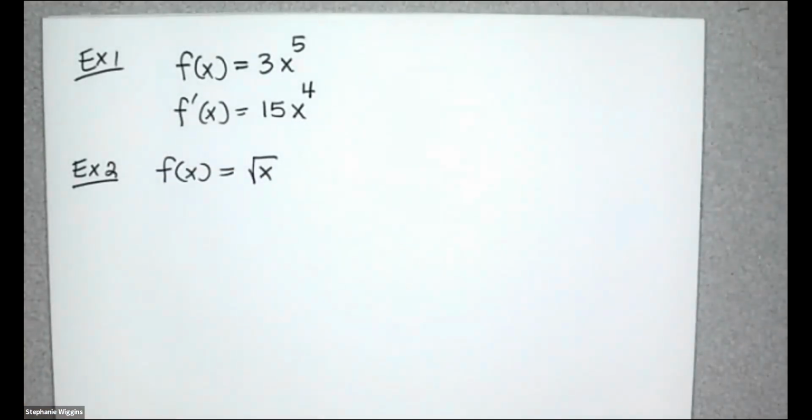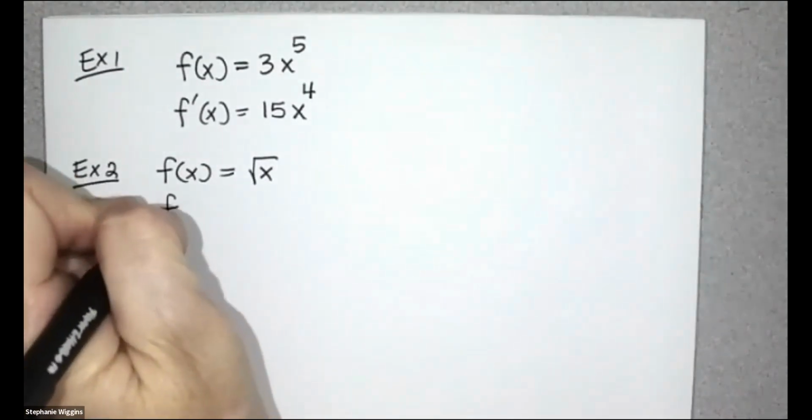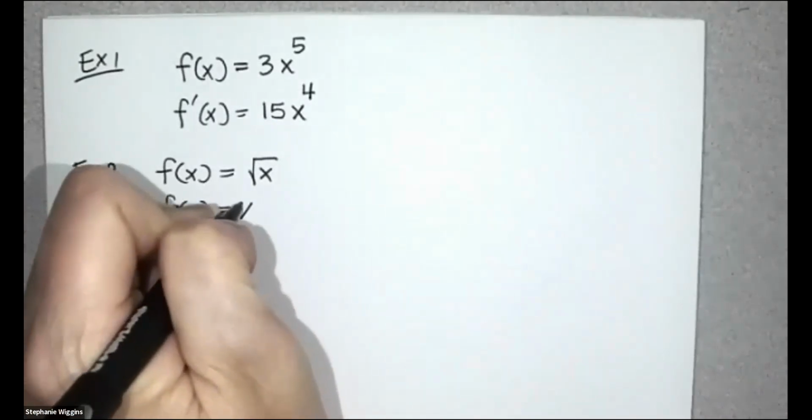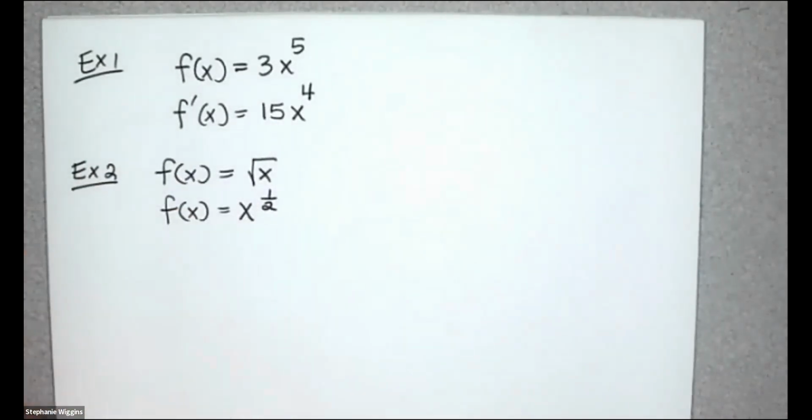We don't have a square root rule, right? So you need to think of the square root as a power. And so you want to rewrite this function, f of x equals the square root of x, as x to the 1/2 power. Now that we have a power, we can go ahead and apply the power rule.